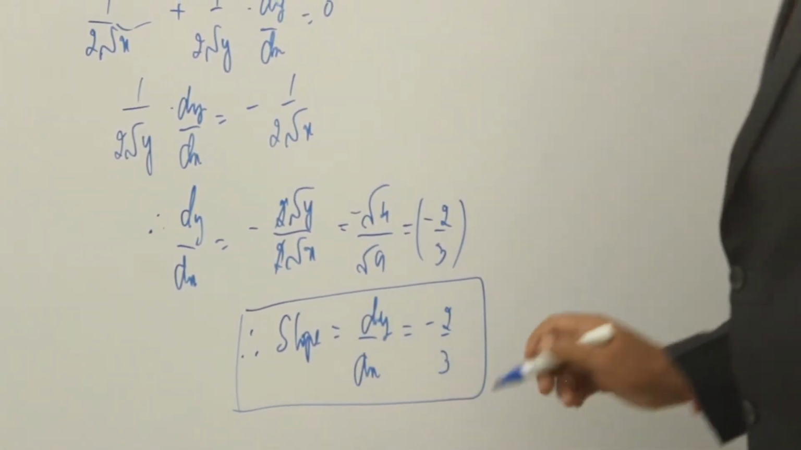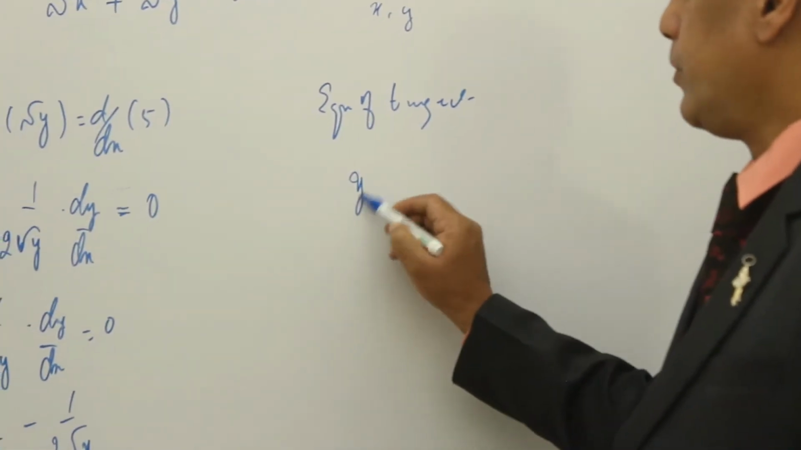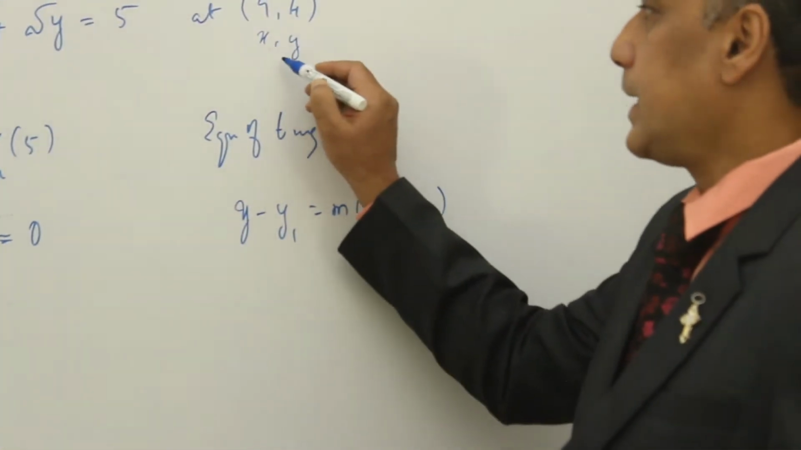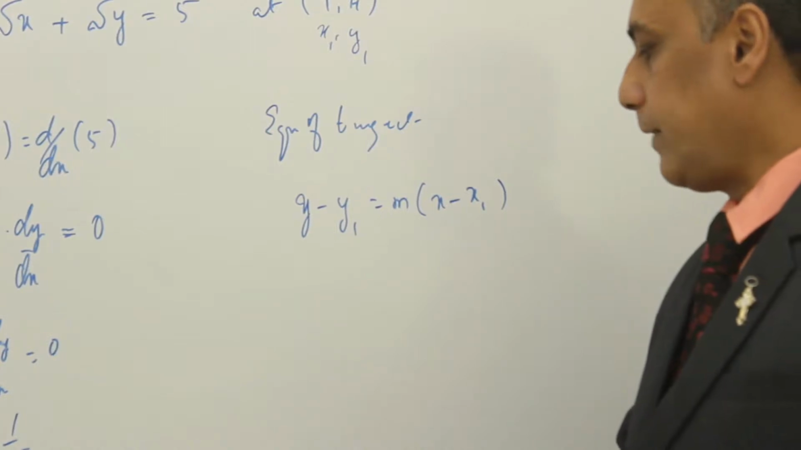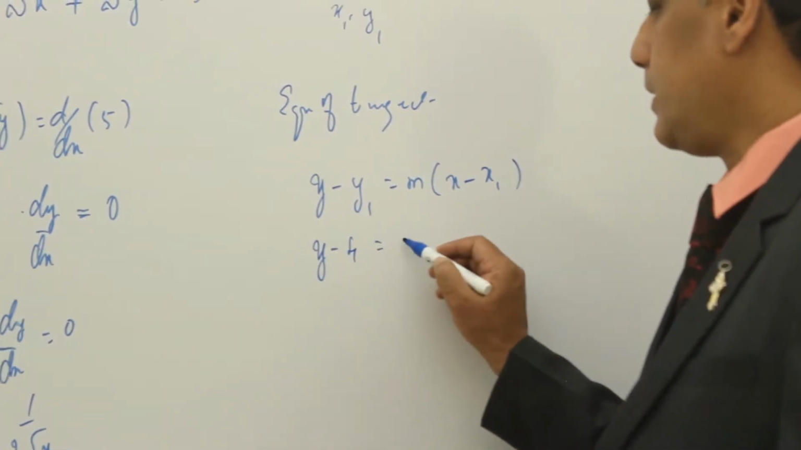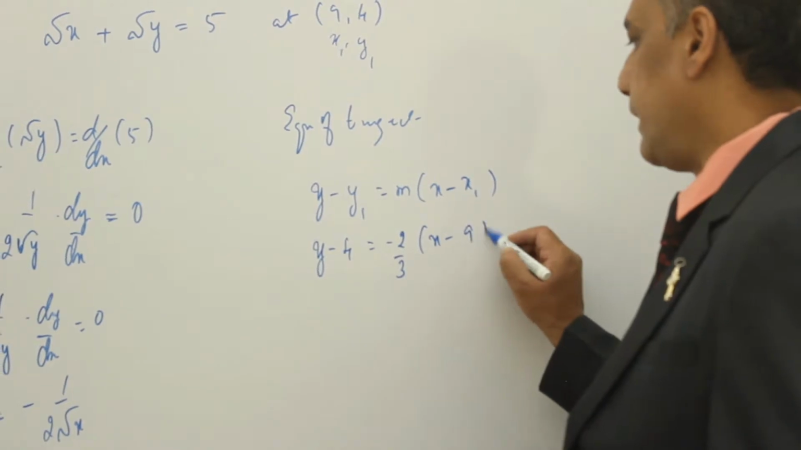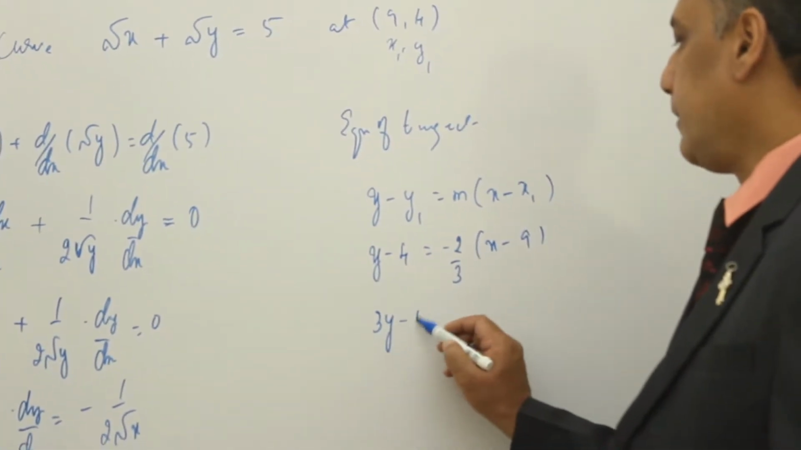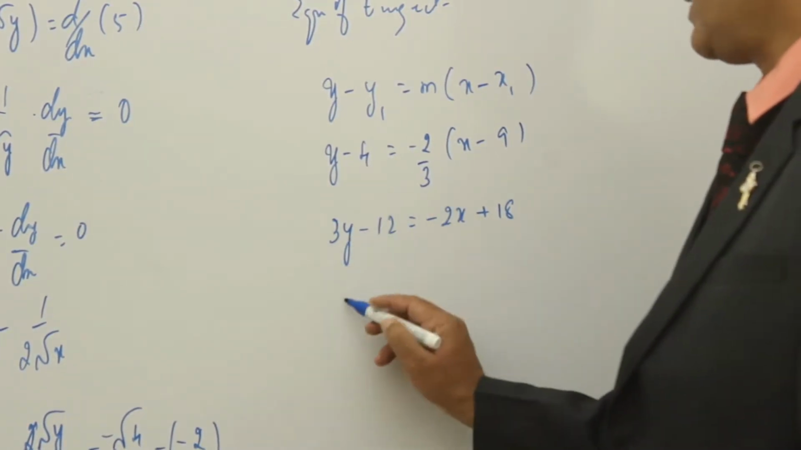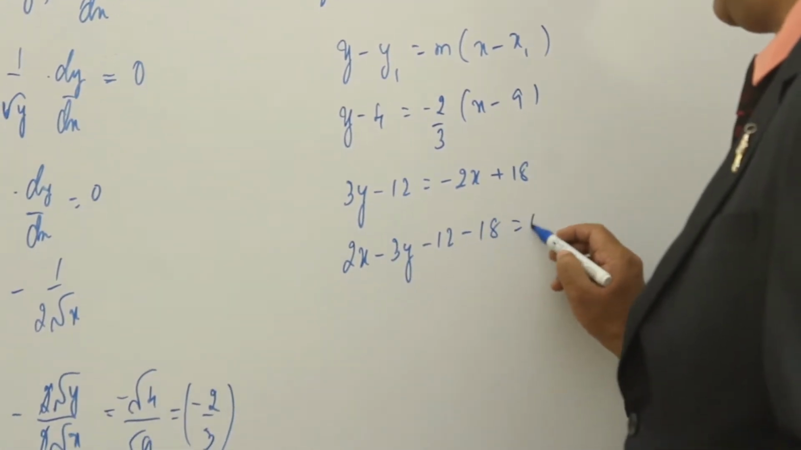Now we are going to use the slope and find the equation of tangent. The equation of tangent is given by y minus y1 equal to m into x minus x1, where x1 and y1 is the given point, and m is the slope which you have already found. Substituting, you get y minus 4 equals minus 2 by 3 into x minus 9. Cross multiplying, you get 3y minus 12 equals minus 2x plus 18. Transposing, you get 2x plus 3y minus 12 minus 18 equals 0.